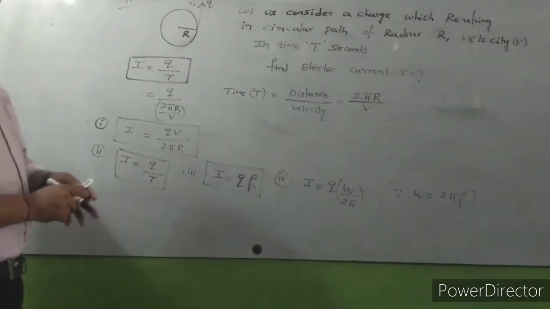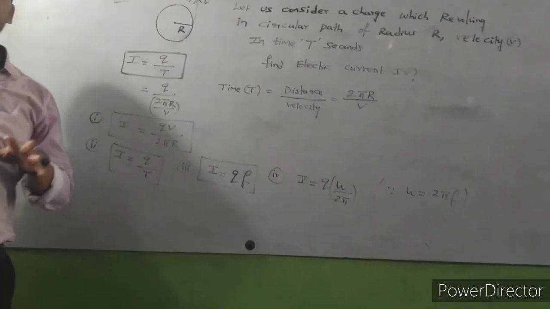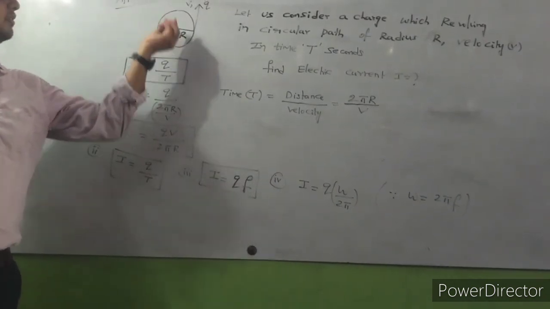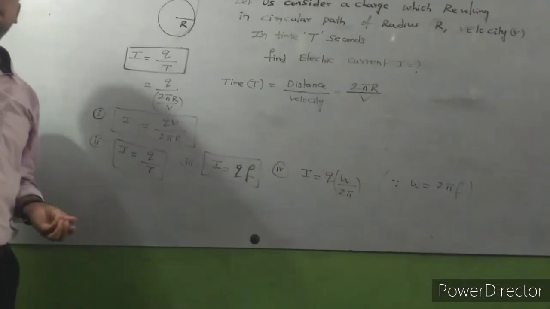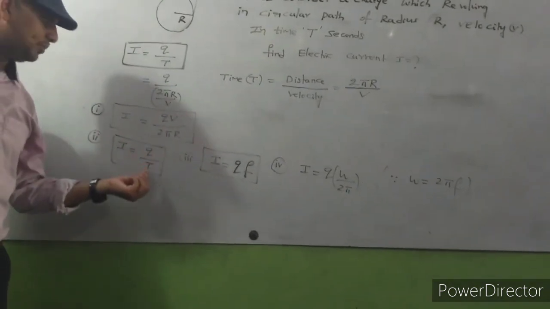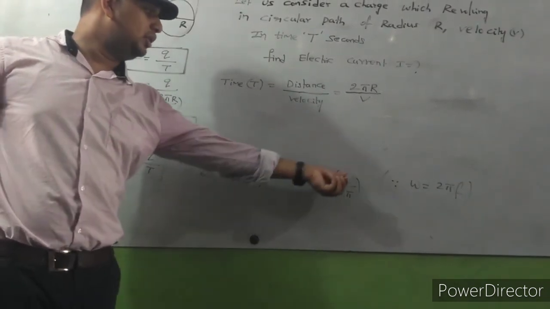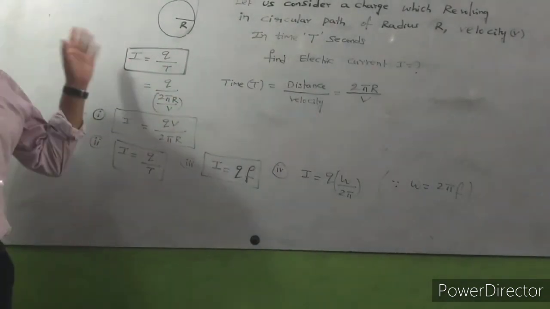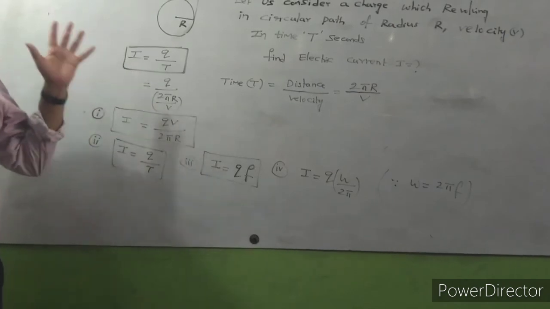So these are the different formulas. If any charge moves in a circular path, and that circle has radius capital R and velocity v, then the electric current formula is qv by 2 pi r. Otherwise I is equal to q by t, I is equal to qf, I is equal to q into omega by 2 pi. So these are the different formulas. This application is very important, and very useful to solve numericals.